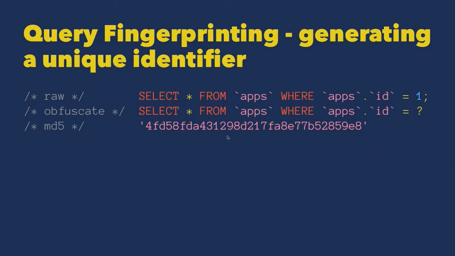So the core of query fingerprinting is a method to generate a unique identifier from a raw query. It's really, really simple. We start off with a raw query, which you can see on the first line there. Then we obfuscate it. We remove any unique identifiers. In this case, we're removing the number 1. At this stage, we have a unique string for every query type, but it's quite unwieldy. It could be very long. So we just MD5 that string, and now we have a fingerprint.